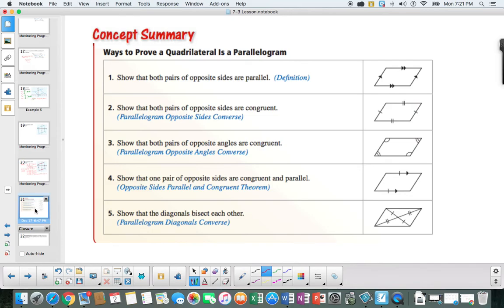Now this is a summary of all the ways you have to prove that a quad is a parallelogram. And remember that this is the one right here that is not a converse. All the others are converse or come from the definition.